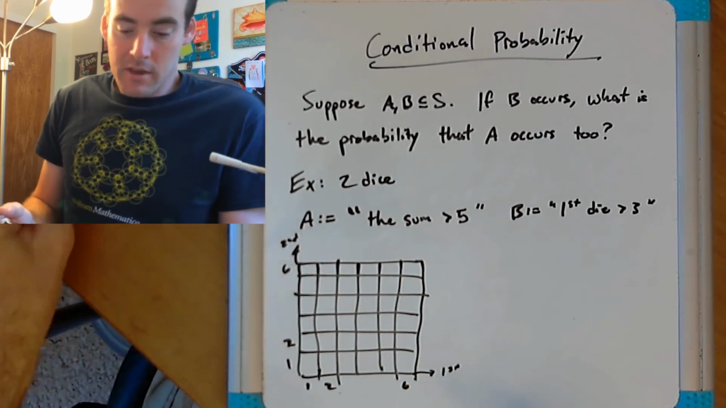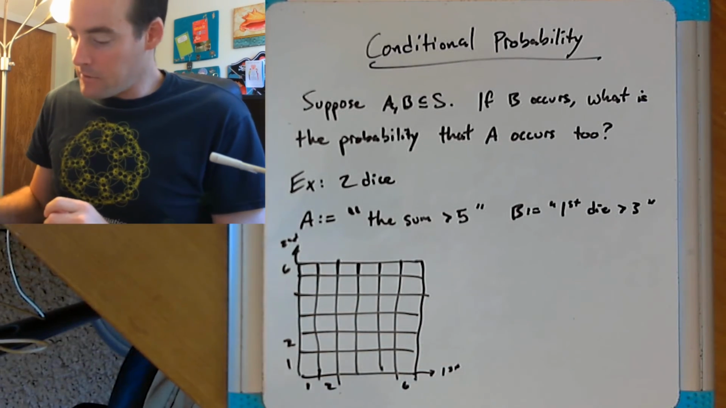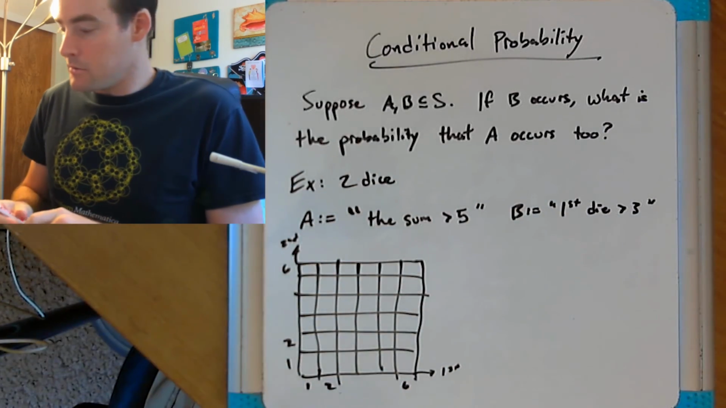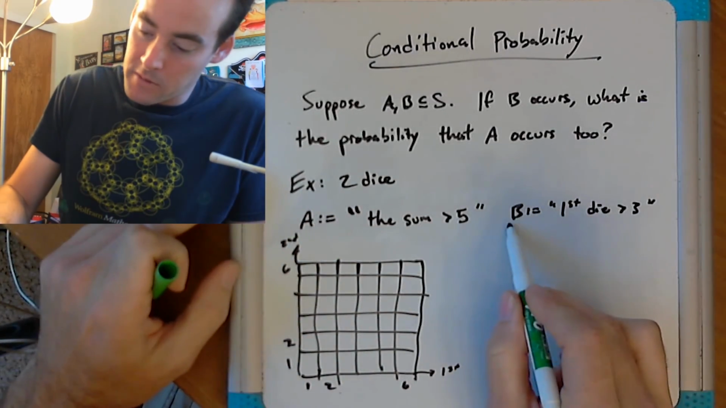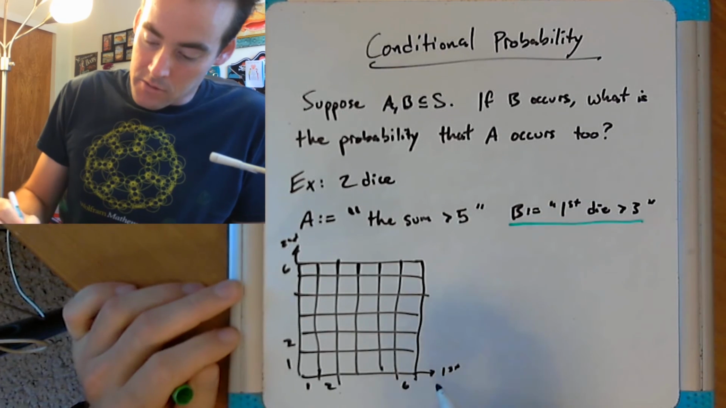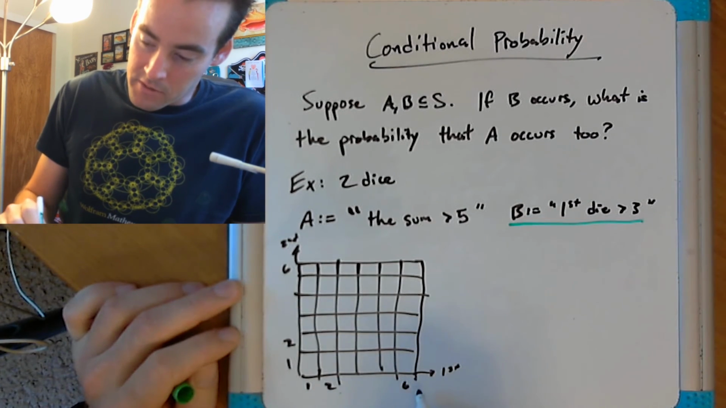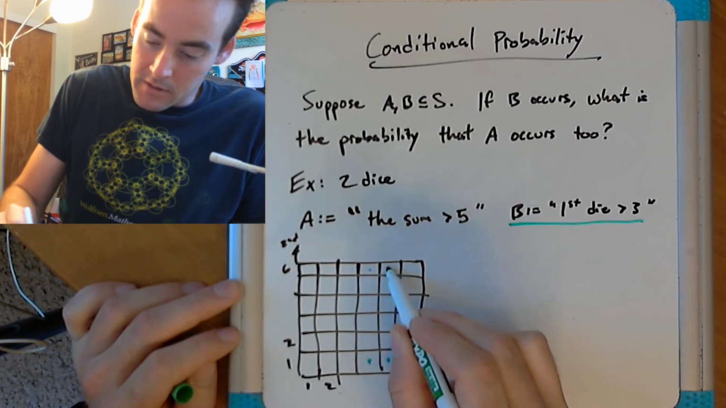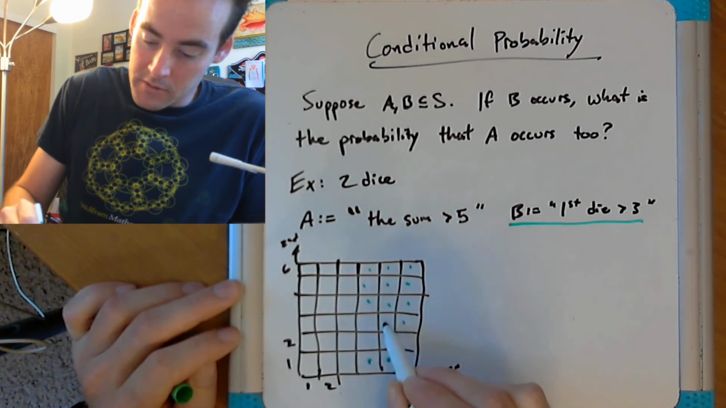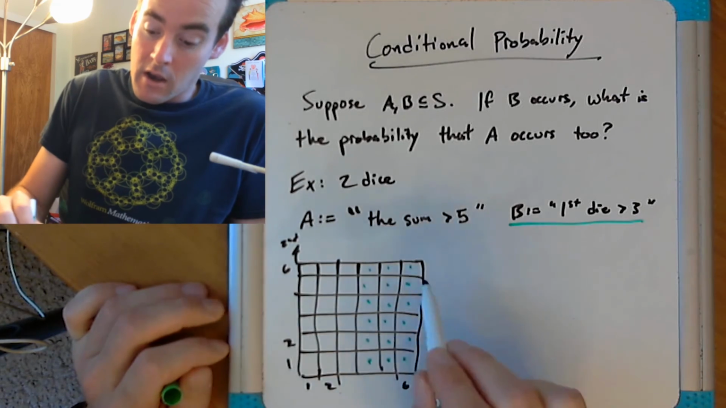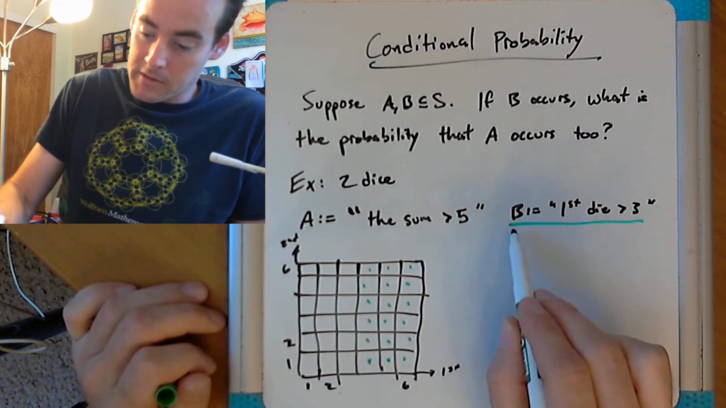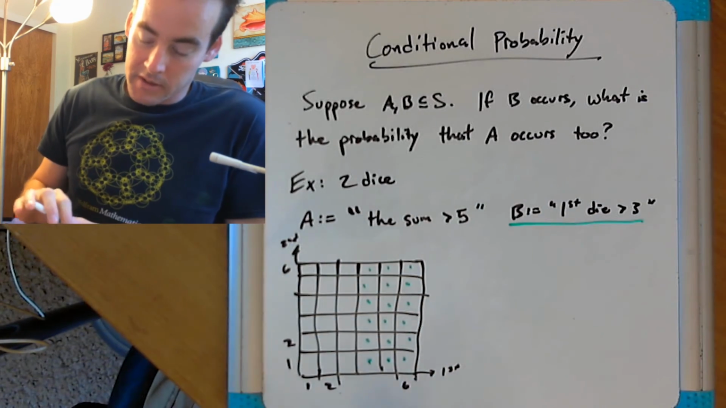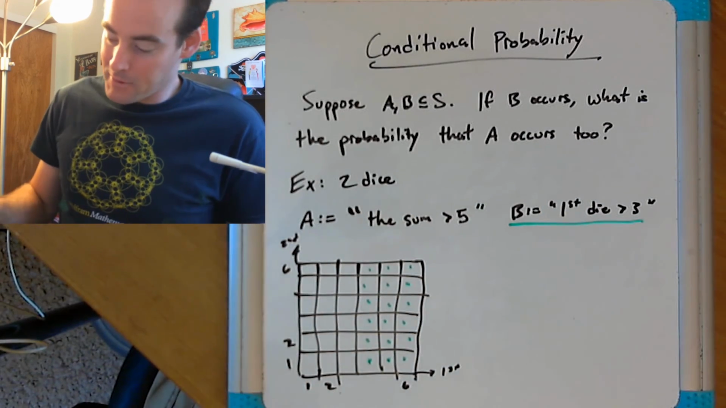Okay, fine. So the sum is greater than 5. Let's start with the first die is greater than 3. I'll use green with this one. The first die is greater than 3. So this is the first die. To say that it's greater than 3 means it's 4, 5, or 6. And all of these squares correspond to this event, first die is greater than 3, because they all satisfy this Boolean condition that the first throw is greater than 3.